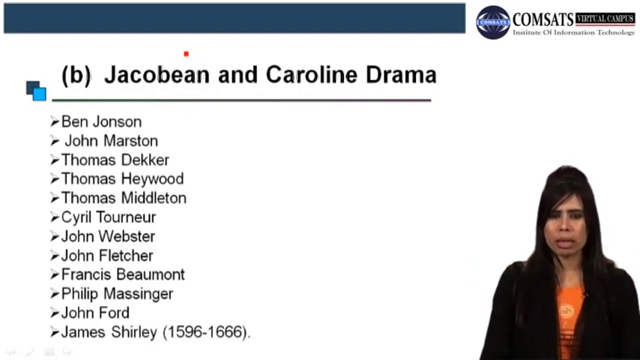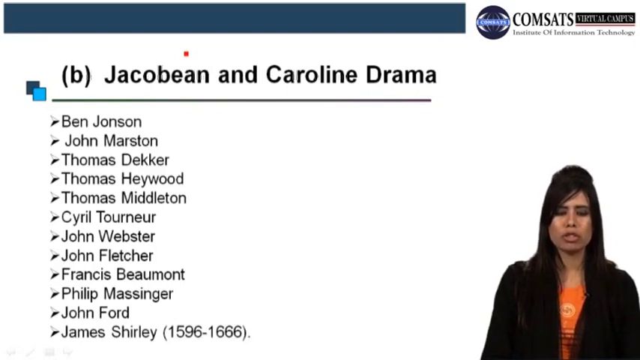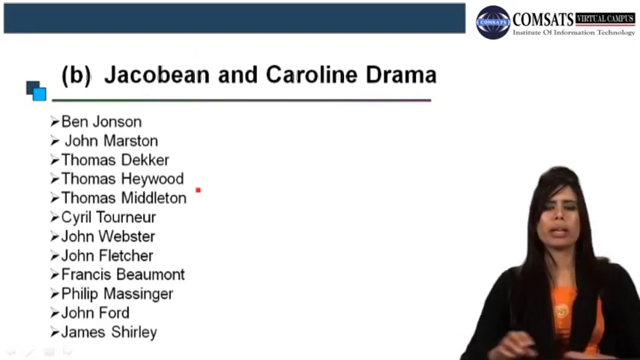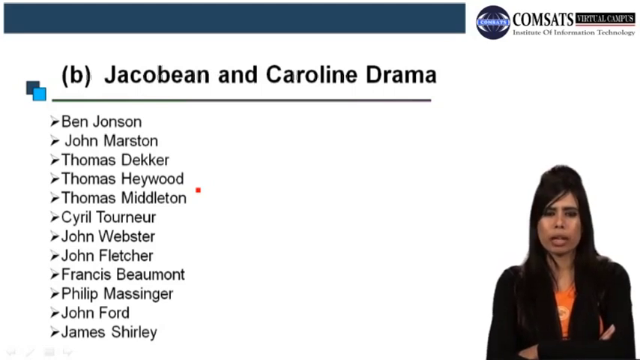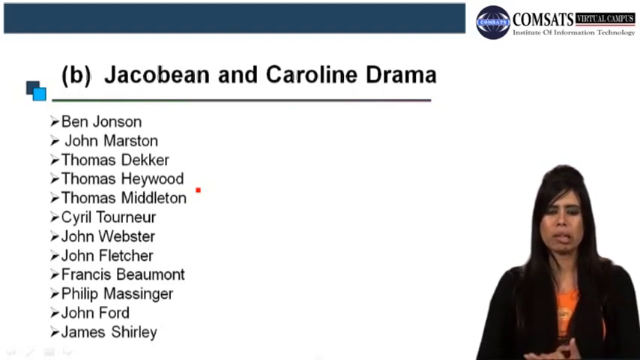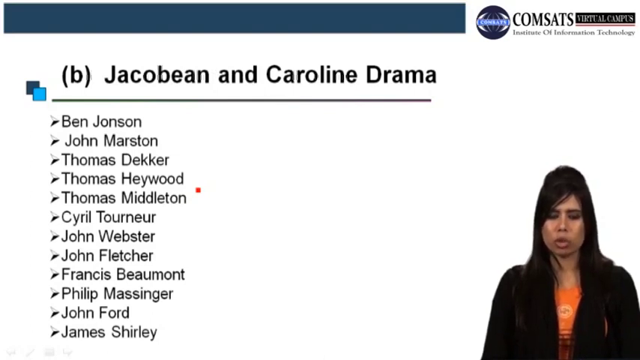Ben Jonson wrote dramas, and then George Marston, Thomas Dekker, Thomas Heywood, Thomas Middleton, Cyril Tourneur, John Webster, John Fletcher, Francis Beaumont, Philip Messinger, John Ford, and James Shirley. The dramatists of the Jacobean or Caroline period were Ben Jonson, John Marston, Thomas Dekker, Thomas Heywood, Thomas Middleton, Cyril Tourneur, John Webster, John Fletcher, Francis Beaumont, Philip Messinger, John Ford, and James Shirley. So these are the dramatists during the Jacobean or the Caroline period.